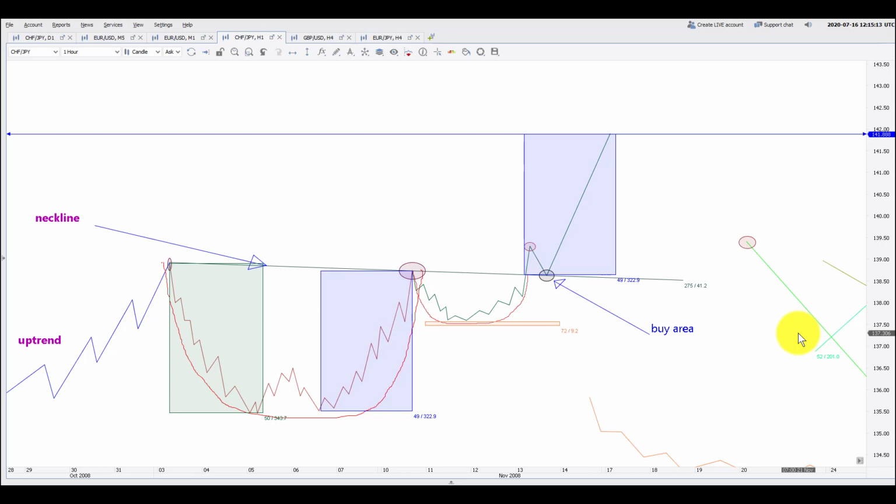In this video that's all for today, and in the next video I will be coming up with examples from the live market about the same pattern, which is the cup and handle formation. Thank you very much for watching this video.